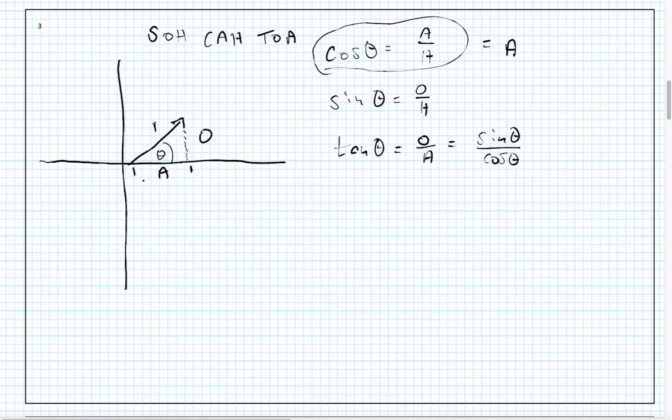And in fact, I think you can also see that the sine of theta is just going to be, if I came over here and I projected this onto the y-axis, the distance from here to here is the sine of theta. So the cosine of theta is always the projection onto the x-axis, and the sine of theta is always the projection onto the y-axis. So there are a couple of things I want you to note here.